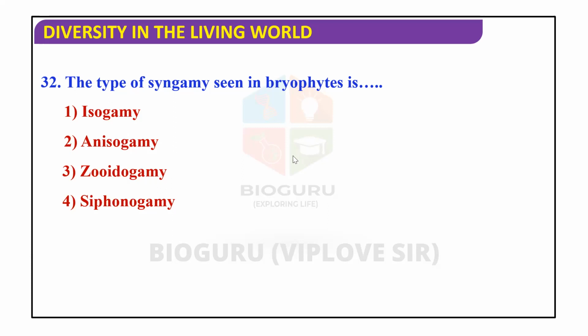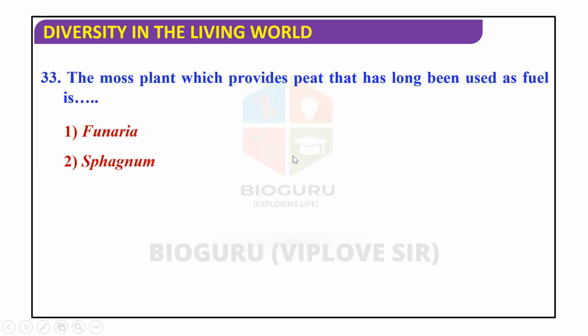Type of syngamy, it is zoidogamy. That's good. The moss plant which provides peat that has long been used as fuel is Funaria, Sphagnum, Polytrichum, or Riccia? It is Sphagnum.